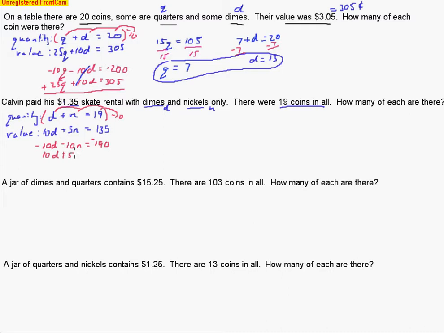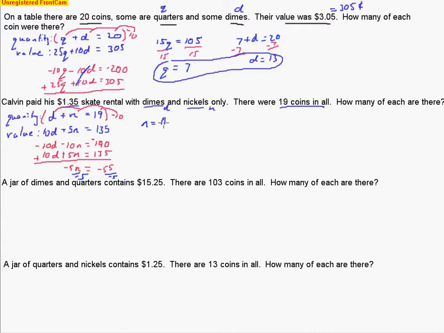10d plus 5n equals 135. So I add these together, and I end up with a negative 5n this time equals negative 55. When I'm ready to do that division, the negative signs will cancel, and that's always a good sign. We know we're doing something right if we get positive values for the number of dimes and number of nickels. And it ends up, the number of nickels is 11.